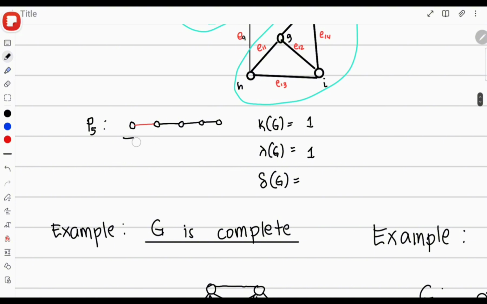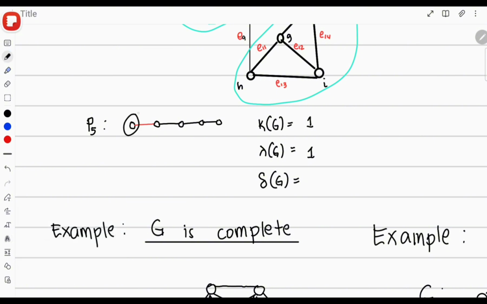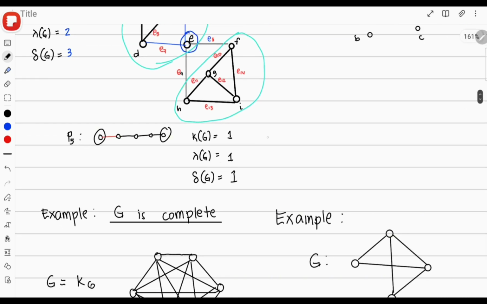And what is the smallest degree of a vertex in this graph P5? It is also 1, which is the first and the last vertex. So here we have kappa of G equal to lambda of G, which is also equal to delta of G.